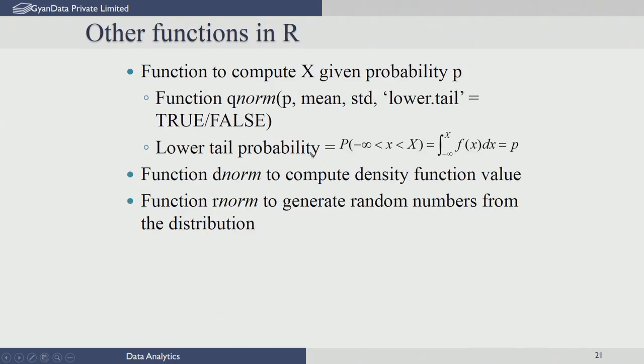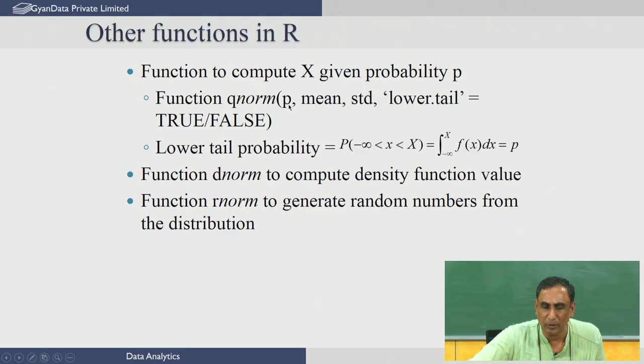There are other functions in R. One of them is qnorm, which actually does what is called the inverse probability. Here you give the probability and ask what is the limit x. So if you give the probability to qnorm with the mean and standard deviation parameters of the normal distribution and you say lower.tail is equal to TRUE, then it will compute the value of x such that the integral between minus infinity and x of this density function is equal to the given value p. You have specified p and are calculating x.